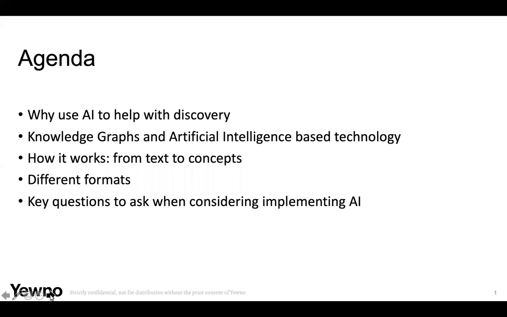Then I'm going to take you through some very specific examples of taking a piece of text and how that can be converted into something that can be read by a machine and included in a knowledge graph for discovery. And then we'll look at a range of different formats and different types of information. And then we'll conclude really looking at the key questions you should ask if you're thinking about implementing some kind of AI technology. So there will be an opportunity at the end to ask questions, and at any time, do feel free to send in questions over the chat and the QA function.